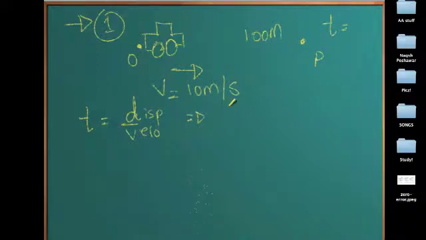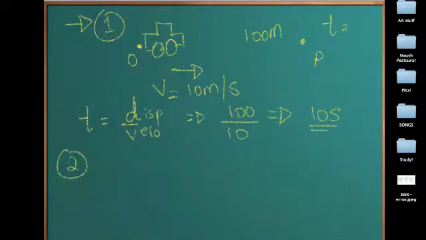This would be 100 divided by 10. Here we can directly use this velocity because this is the average. It's moving at 10 meters per second constantly. So we can use this formula directly. This would give me 10 seconds.